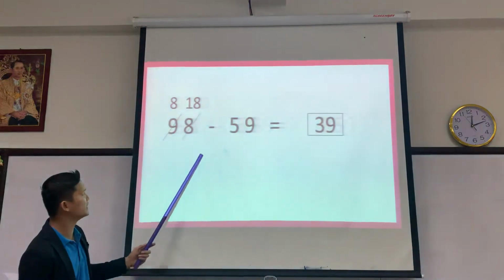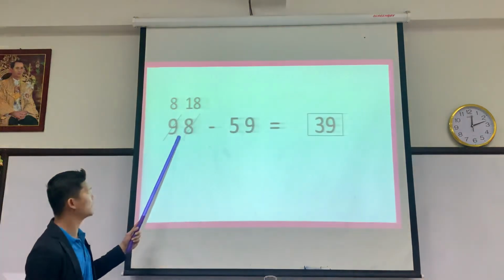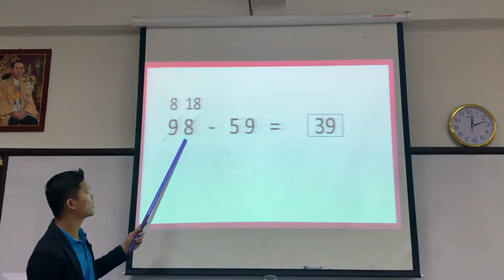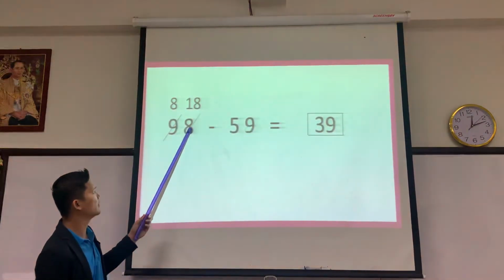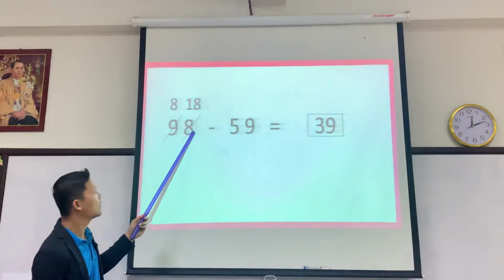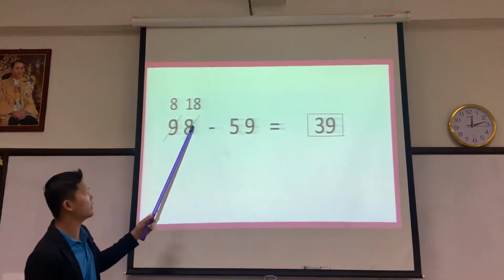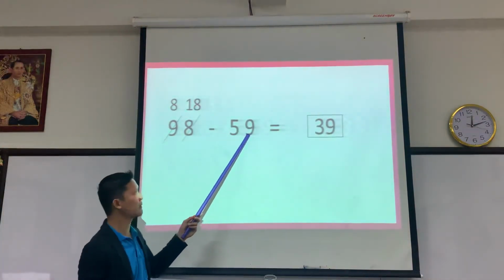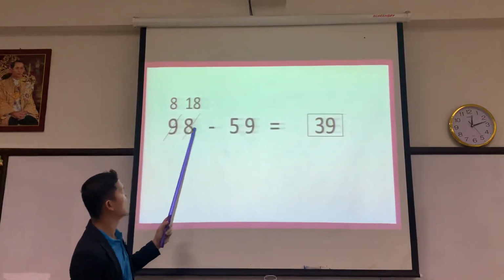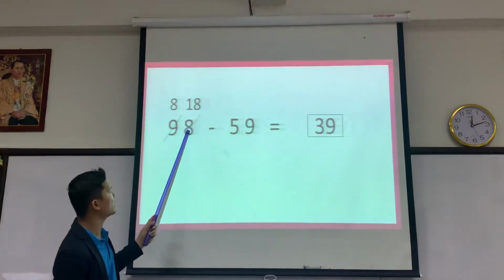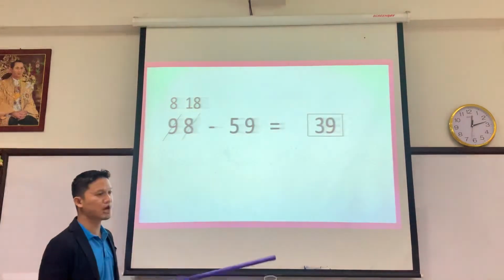Here is another one. Our subtrahend here is 59 and our minuend is 98. When you see that the number in the ones place of the minuend is smaller than the number in the ones place of the subtrahend, what are we going to do? 8 minus 9 cannot be subtracted.